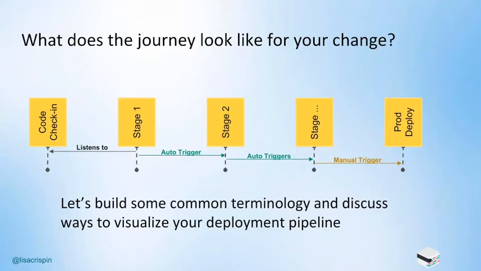So I think many teams are going to say, no, we need to get our changes to production faster, especially when we're talking about a fix for a bad problem. So I'd like to help you learn some of the common terminology so that you can communicate with your teams and talk about how to visualize your deployment pipeline with your team so that you can improve it.